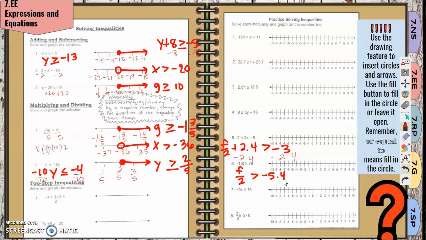The opposite of adding is subtracting 2 4/10, which leaves me with f divided by 2 is greater than negative 5 4/10. Because when you subtract, you have to do keep, change, opposite. And now my signs are the same, so I have added them and kept the sign. Now I have a one-step division problem. f divided by 2. So I'm going to multiply by 2 on both sides. And f is greater than negative 10 8/10.